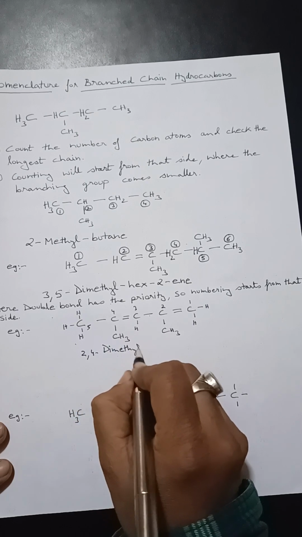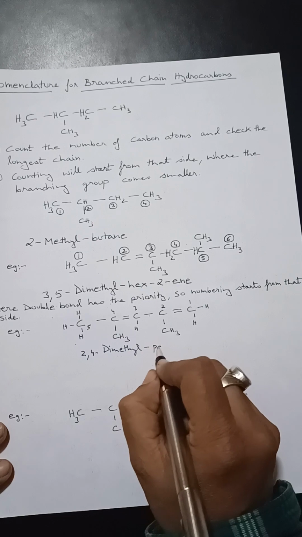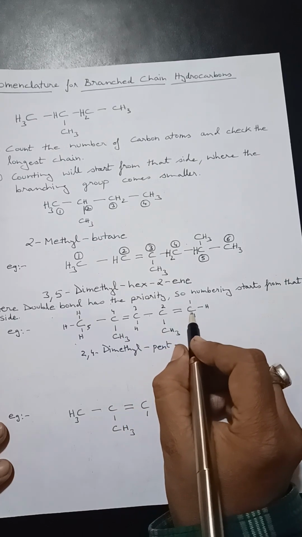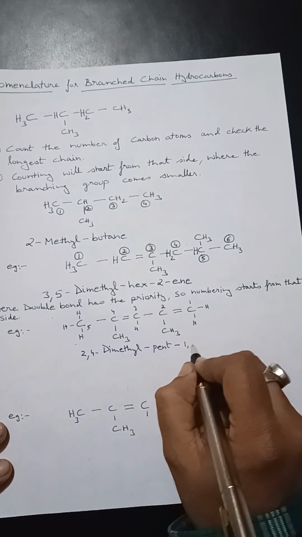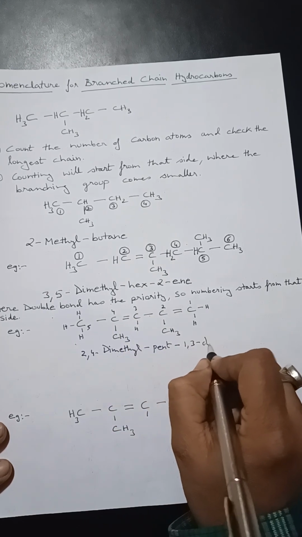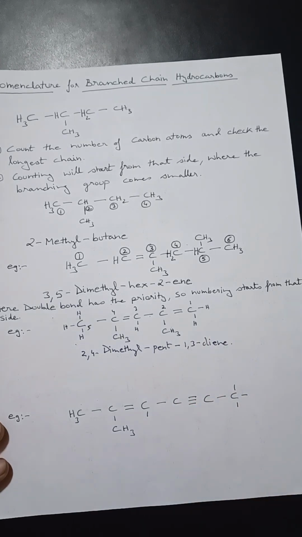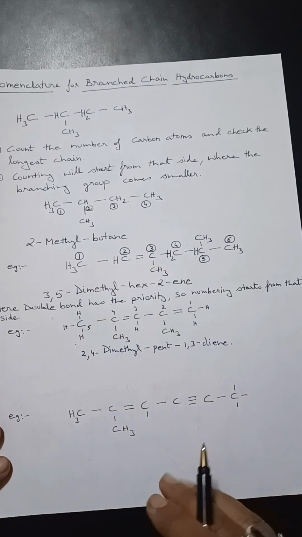So this becomes 2,4-dimethyl. Straight carbon chain is 5. So it becomes pent. Double bond is at 1st and at 3rd position, so it becomes 1,3-diene. So the name becomes 2,4-dimethyl pent 1,3-diene.